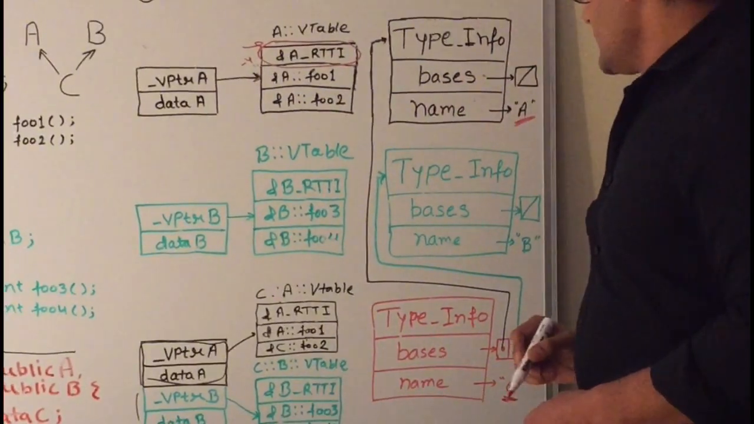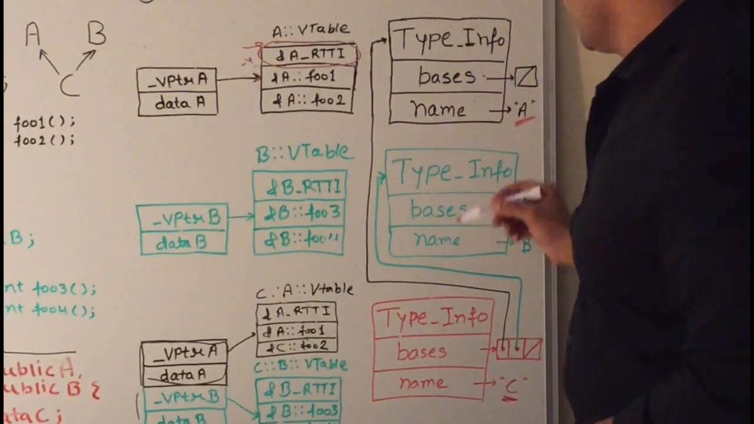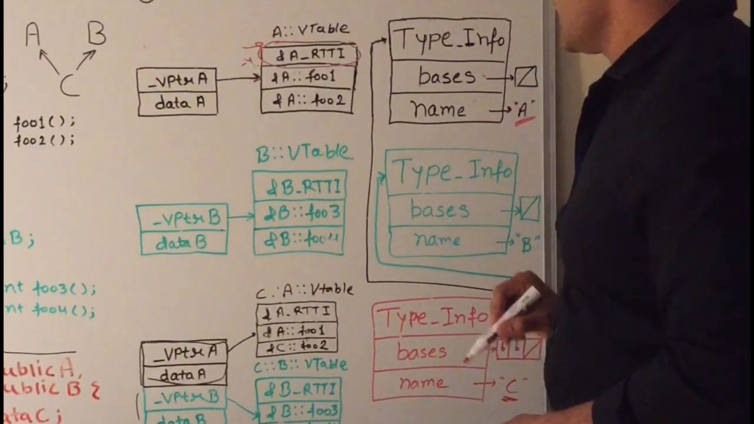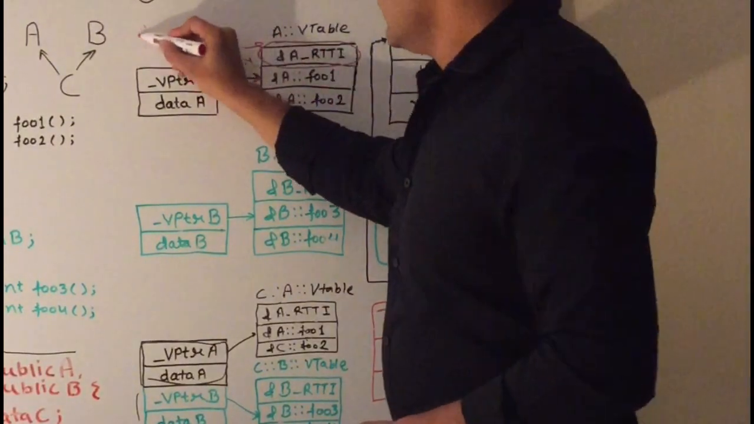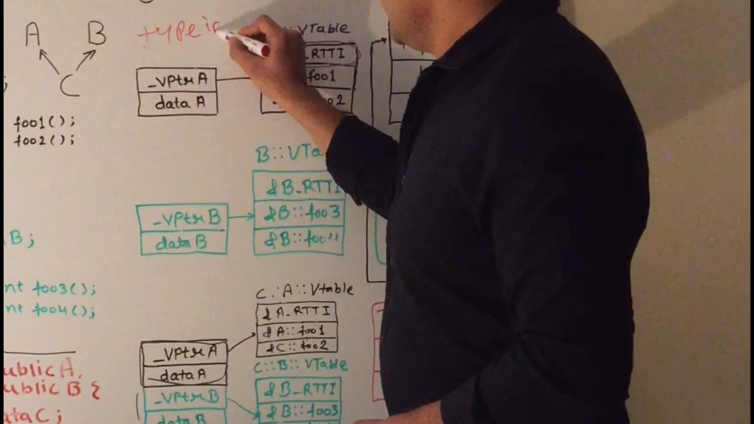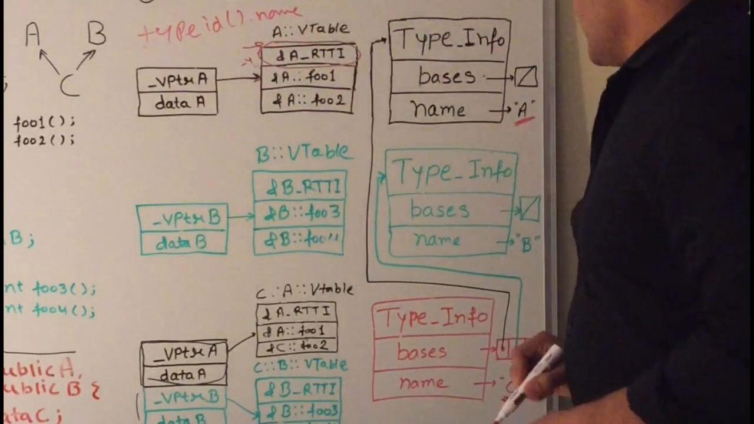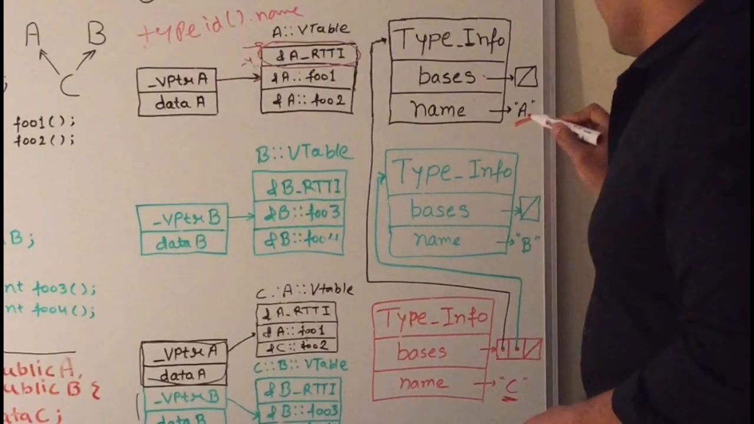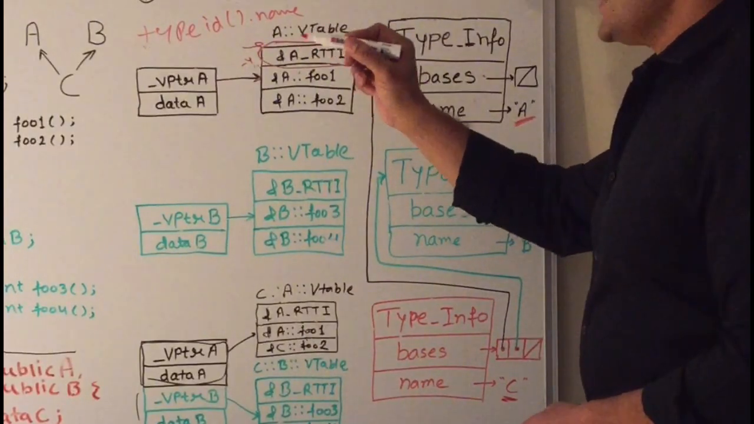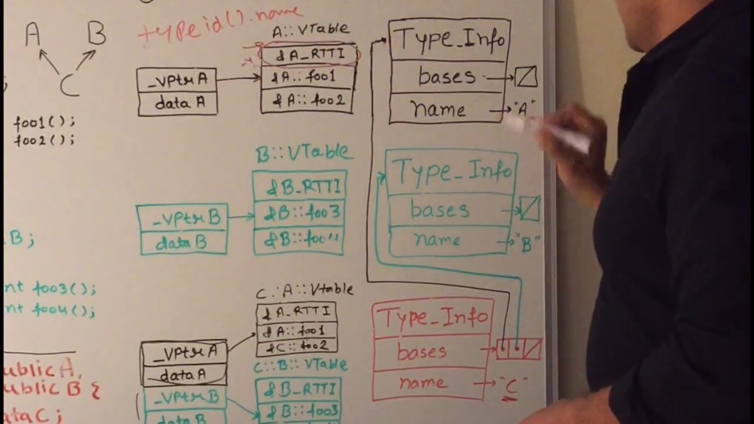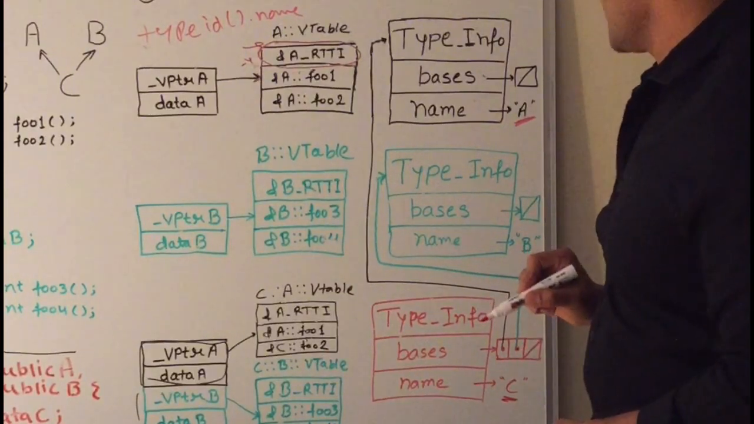The type info class has two interesting members. The first one is name. Name is used by the typeid operator. This member function returns a constant character pointer. In class A's scenario, it is going to return the string A.